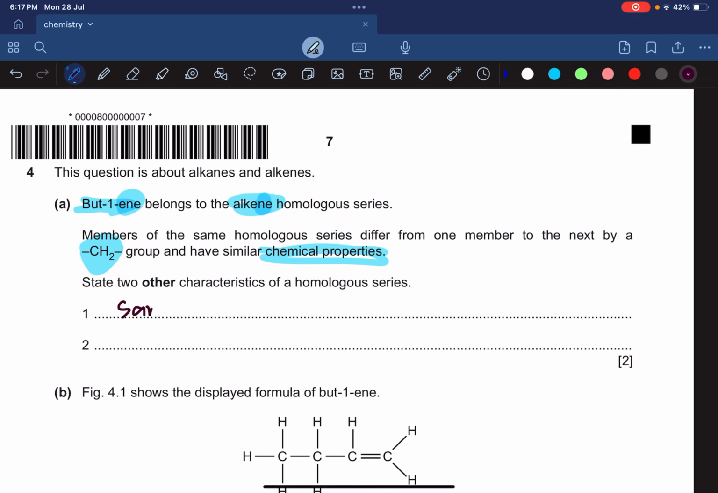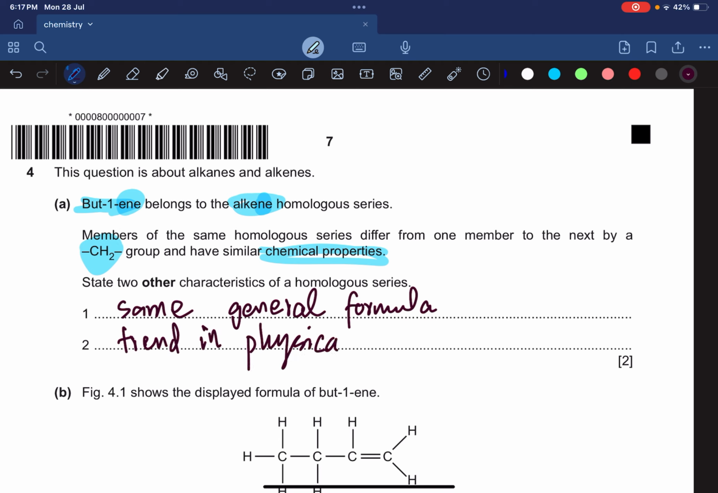That's as easy as ABC. They have the same general formula. And secondly, they have a trend in physical properties. And if you want the third one, that is that they have the same functional group.